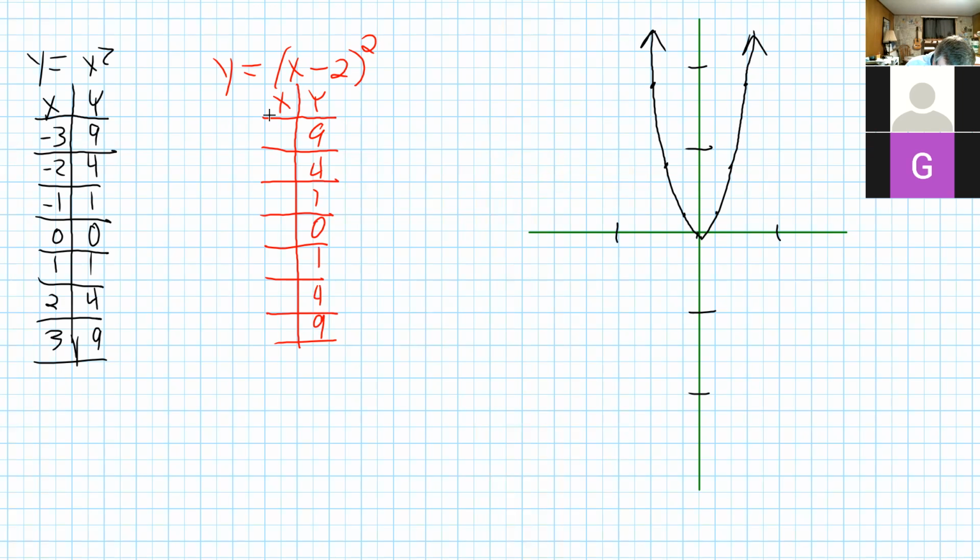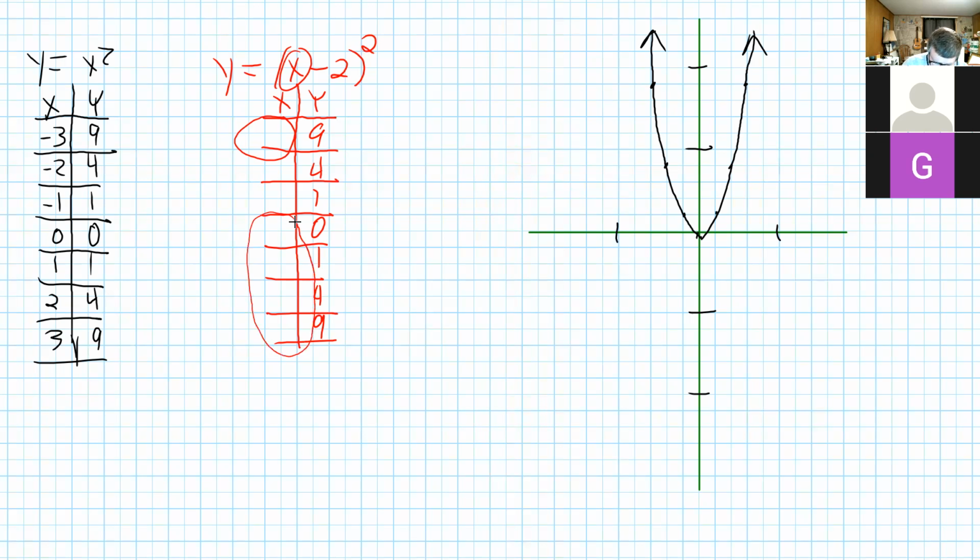So as soon as I take whatever x value goes right there and I put it right there, I'm going to subtract 2 before I square it. Right? Yes. Okay. In fact, to make this easier to see, let's go down here and let's go to these values.